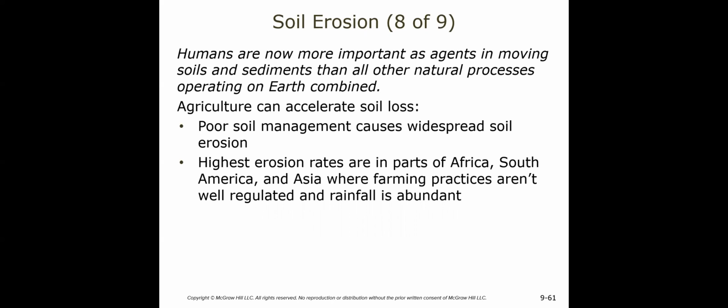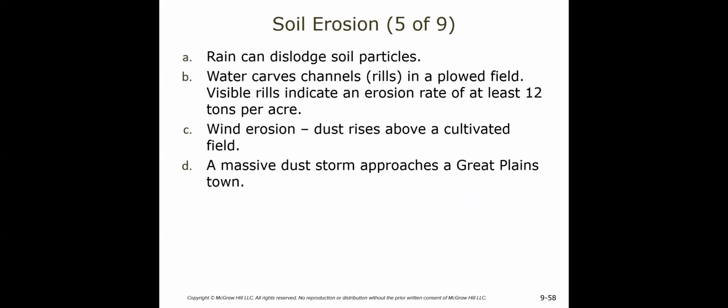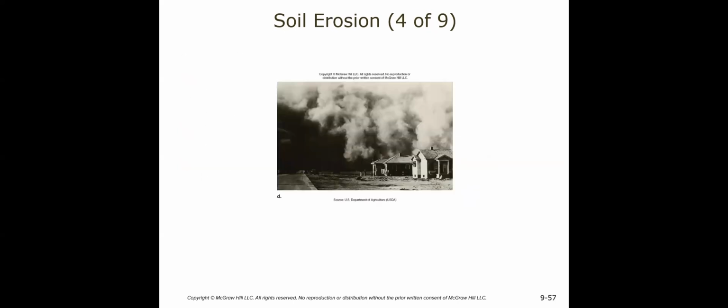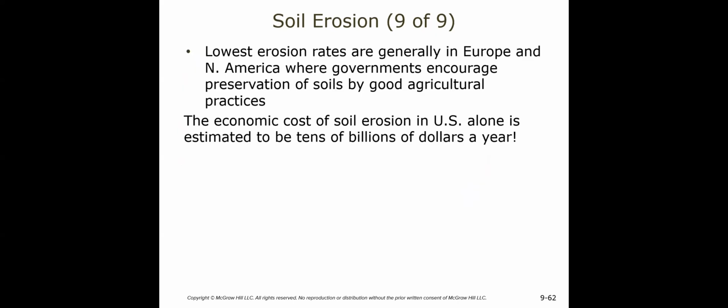So when you hear about famines in, say, Africa or Asia, stuff like that, you've got to remember America was doing that not too long ago. And as it says here, lower erosion rates, better farming techniques cause good agricultural practices. And it's still an issue though, because there's no perfect way to farm, right? You have tens of billions of dollars a year in soil erosion economic losses in the US alone.